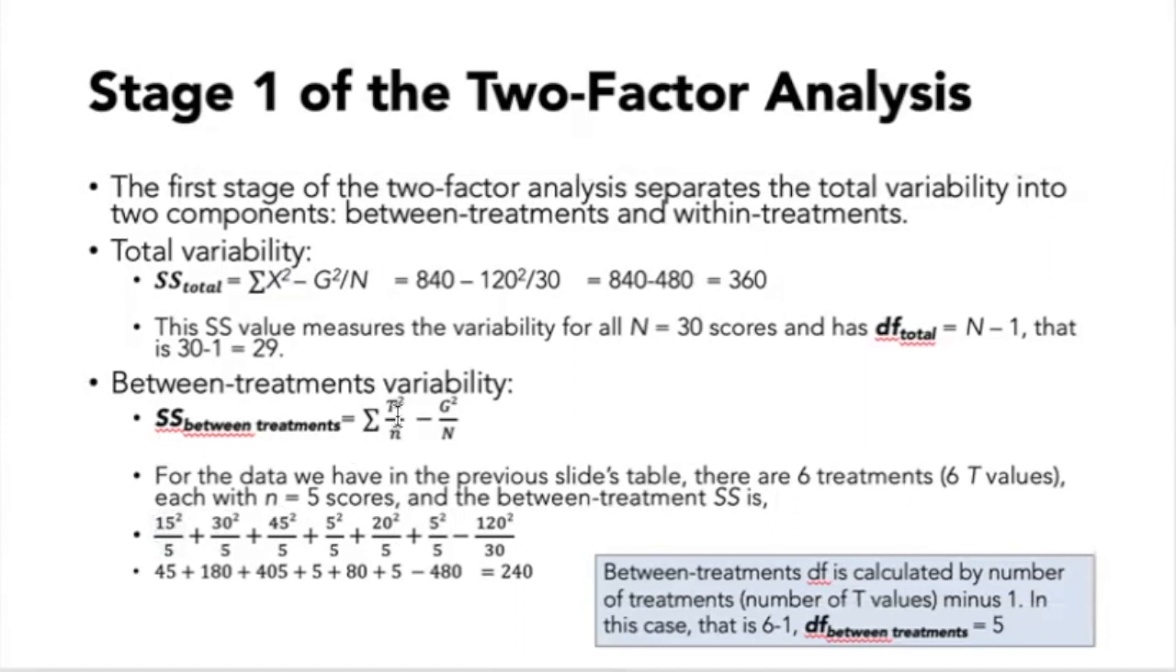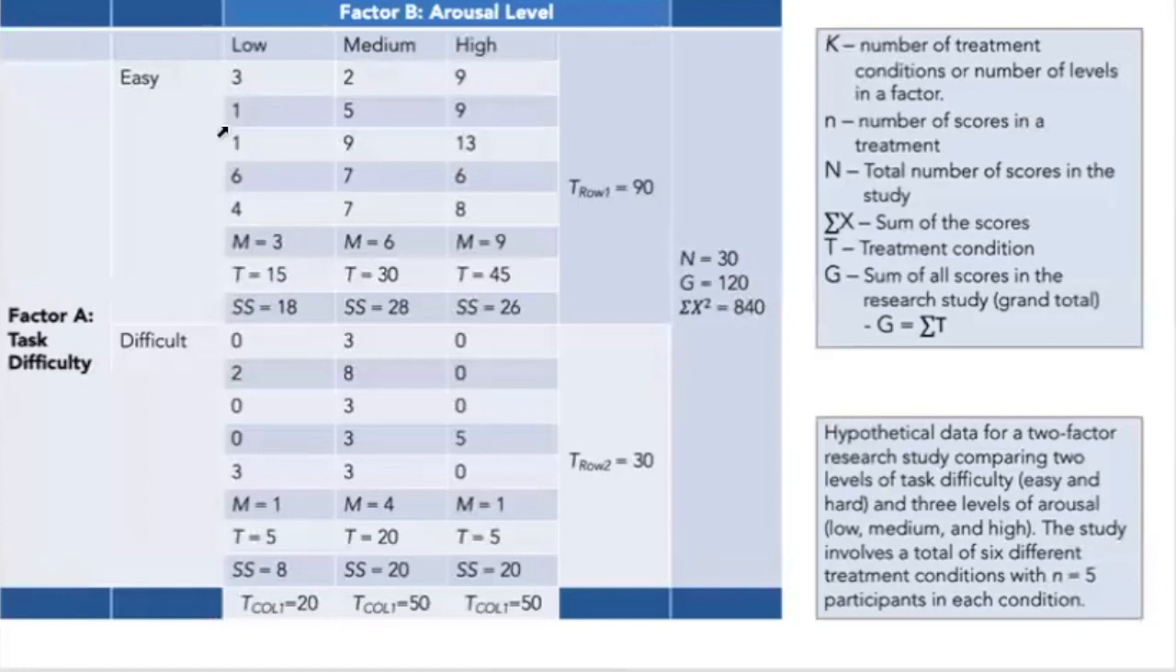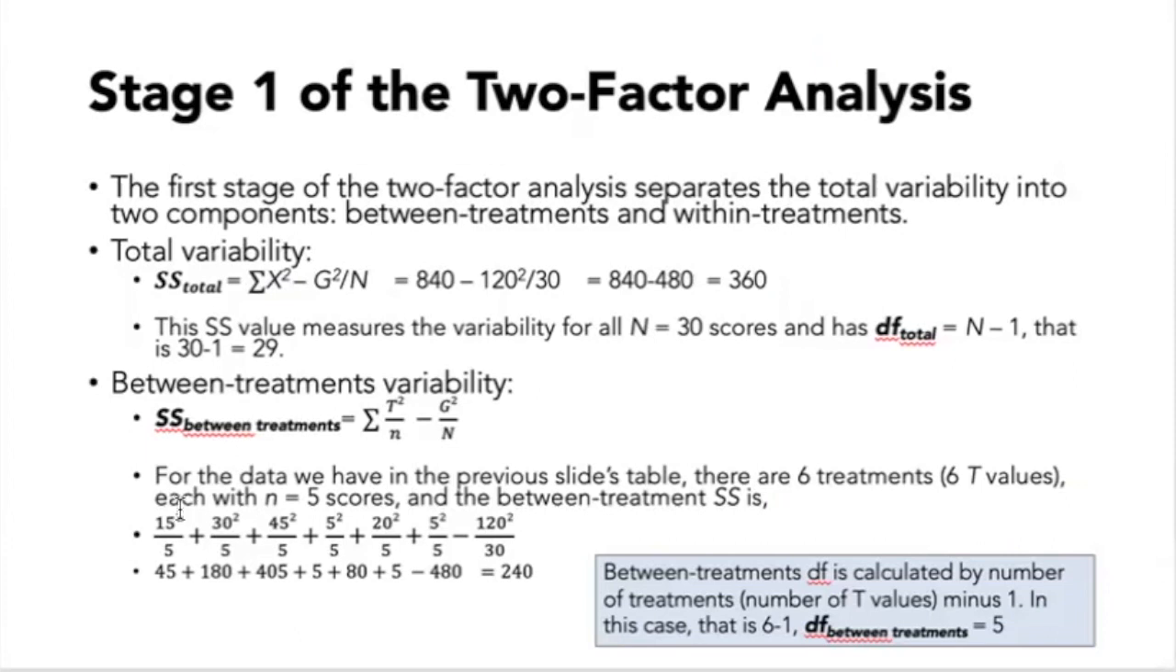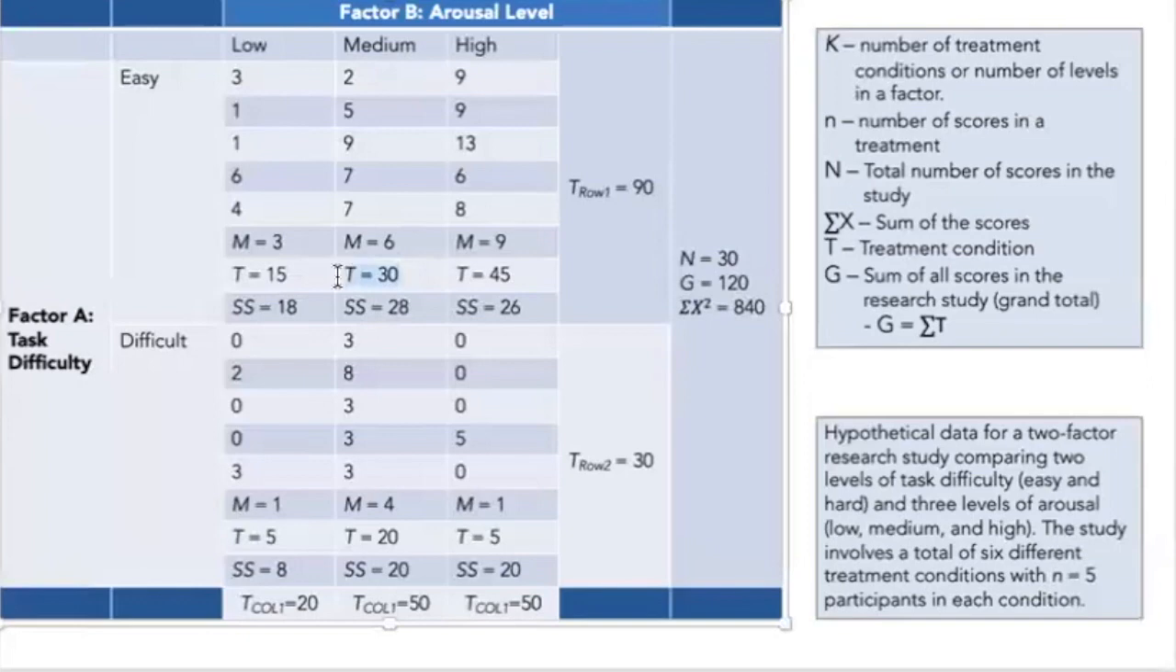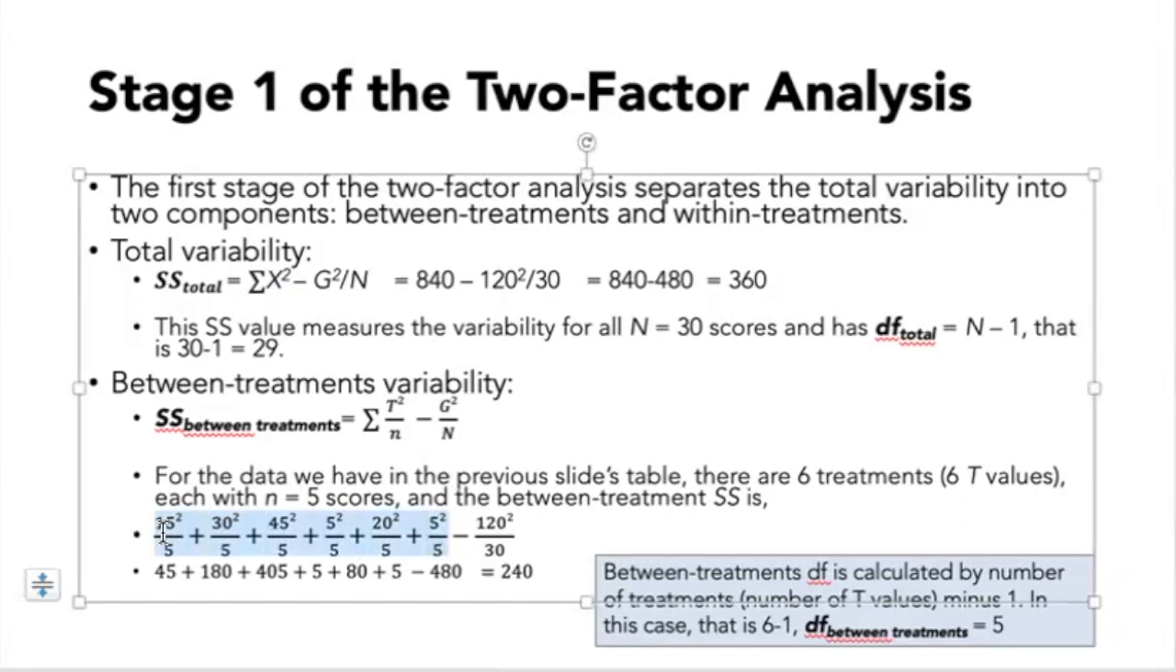For example, let's get the t value and the n value from our first group. This is the first group that I have. Here the t is going to be 15, and the n is going to be 5. So 15 squared divided by 5. The next one is t is 30, 30 squared divided by 5. Likewise, you have to come up with t squared divided by 5, because all the groups have 5 in each. So here we have all these values, all the 6 groups.